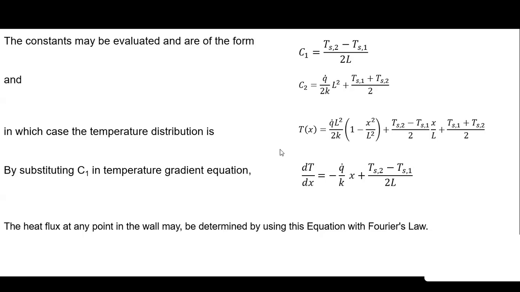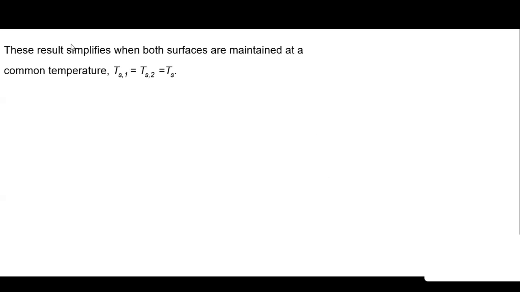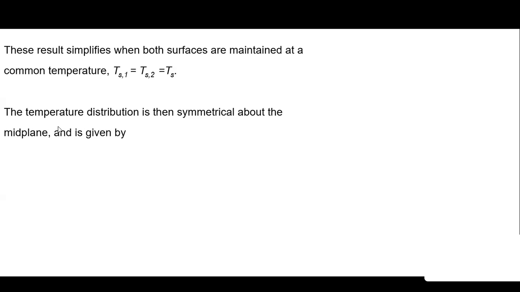It's not so difficult. Now, these results, whatever we obtain, can be more simplified if both the surfaces are maintained at the same temperature, meaning if there is existence of thermal symmetry. If the surfaces are maintained at the same temperature, the temperature distribution is going to be symmetrical about the mid plane. If you repeat the procedure of calculations of C1, C2, you'll get the final form that temperature at x is equal to minus q dot L square upon 2k in bracket 1 minus x square upon L square plus Ts.